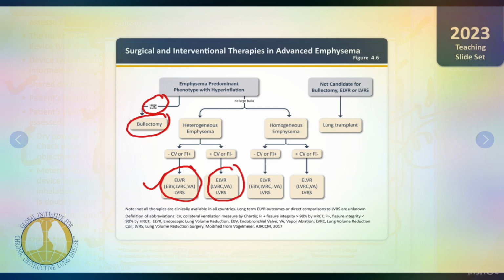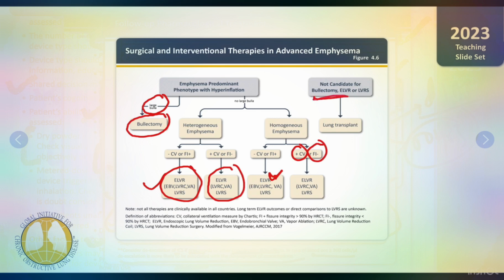Then they are telling, that was for heterogeneous emphysema. If there is homogeneous emphysema, then also we should check these things only: whether collateral ventilation is present or not and fissure integrity is there. If collateral ventilation is absent and fissure integrity is present, then we can use endobronchial valve. Otherwise, if collateral ventilation is present and fissure integrity is absent, then we cannot use endobronchial valve.